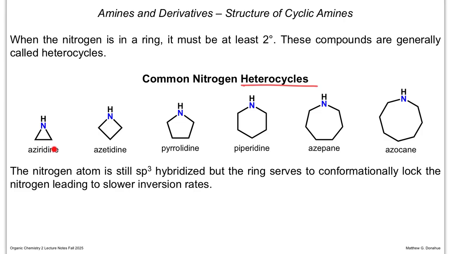The 3-membered ring is called an aziridine. And even though there's ring strain, just like with epoxide, these are not as reactive as epoxides. So azetidine, pyrrolidine, piperidine, azepane, and azocane are the common names.